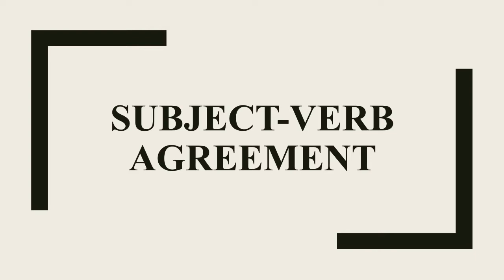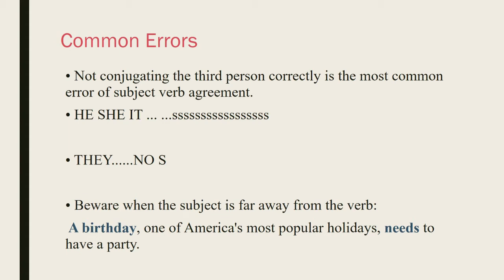In my experience of 25 years reading essays, the biggest mistake is the third person singular. Students get confused between a plural noun and a third person singular subject and its correct verb. So, not conjugating the third person correctly is the most common error of subject-verb agreement. So remember, he, she, and it: the verb will always end with an S. And it is confusing because he, she, and it are singular, and yet it ends with an S.